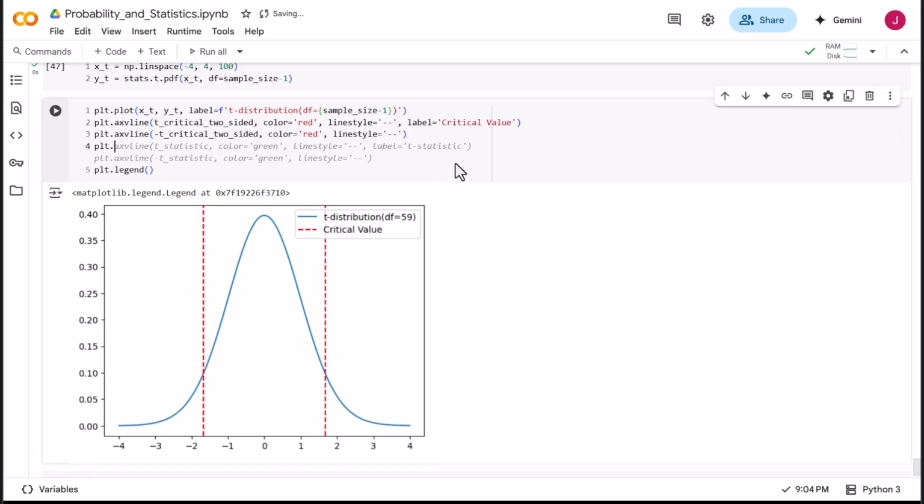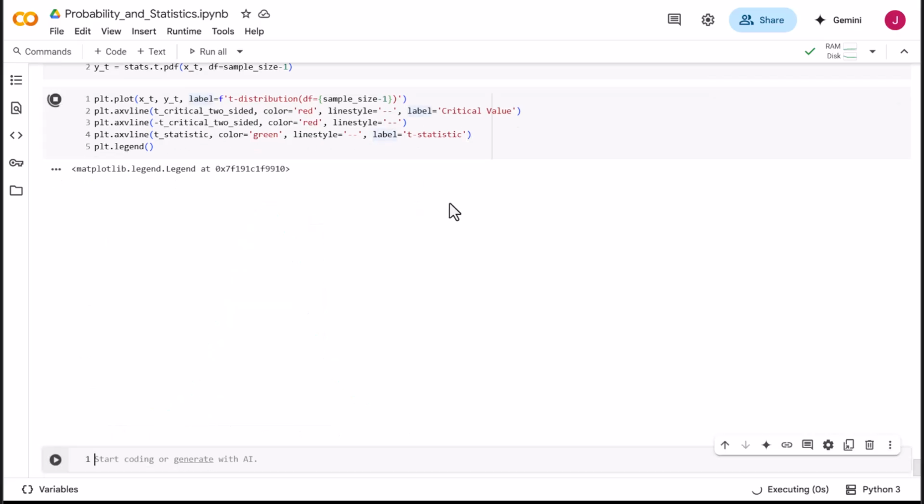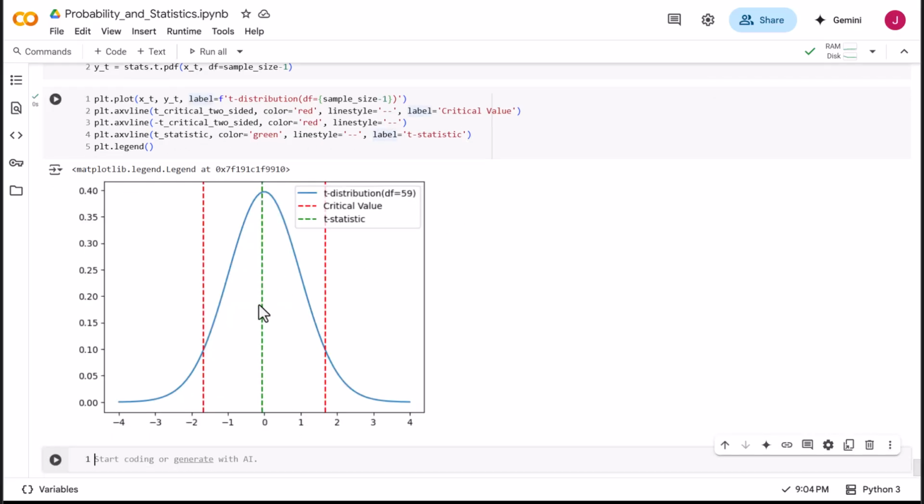Next, we're gonna add the t statistic as well. So here, plt.axvline t statistic, and we show it in green. So this is the t statistic.